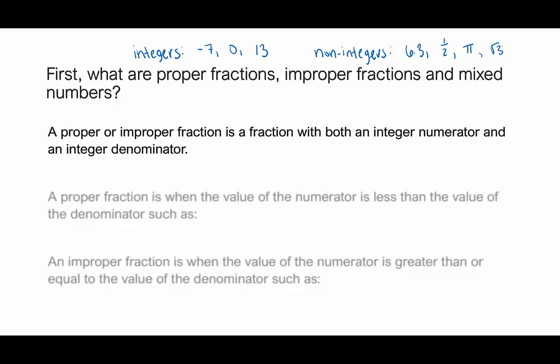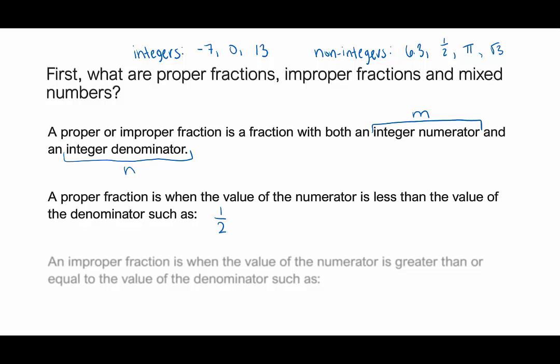just no decimals, fractions, those types of numbers. For the purposes of this slide, we're going to call this particular integer m, so the integer in the numerator will be m, and the integer in the denominator will be n. A proper fraction is when the value of the numerator is less than the value of the denominator, such as our example of a non-integer, 1/2.